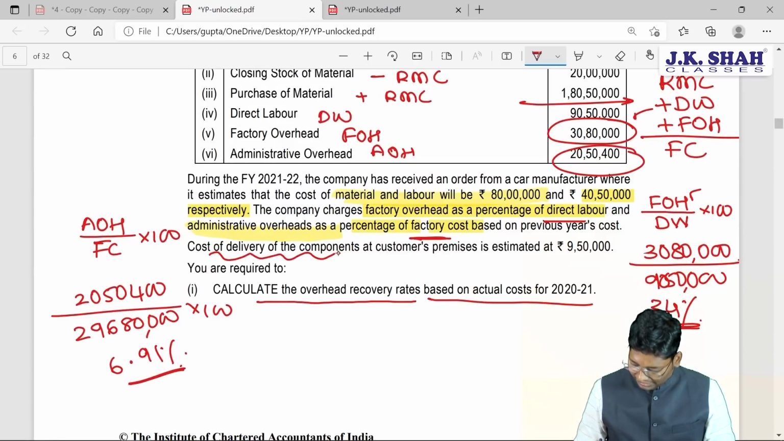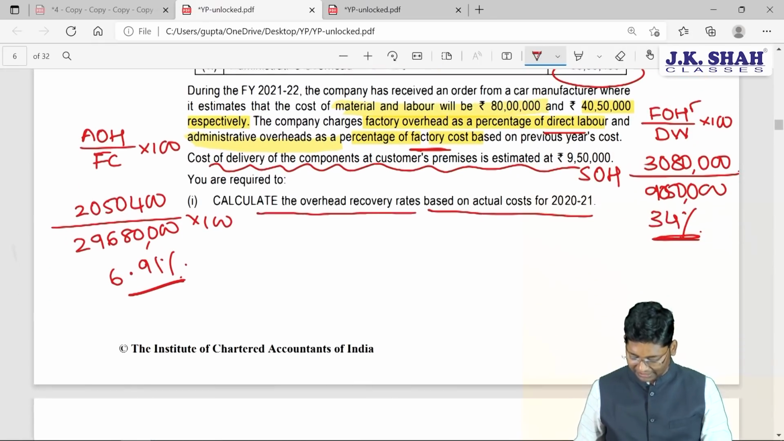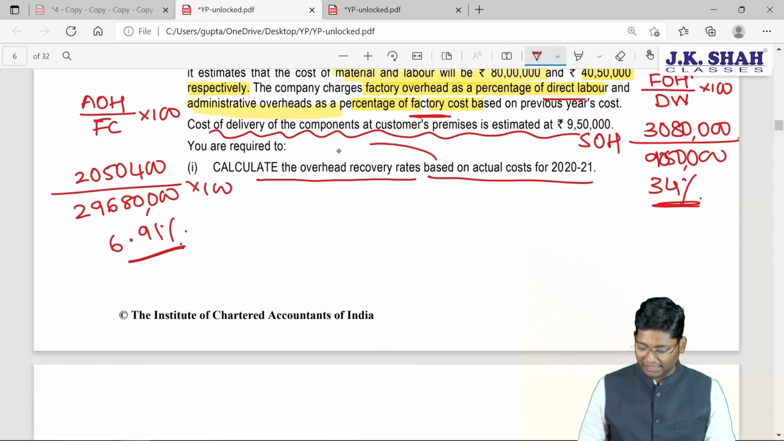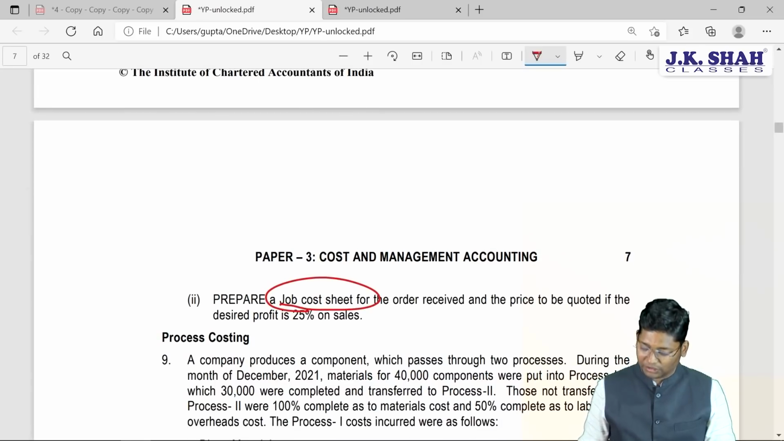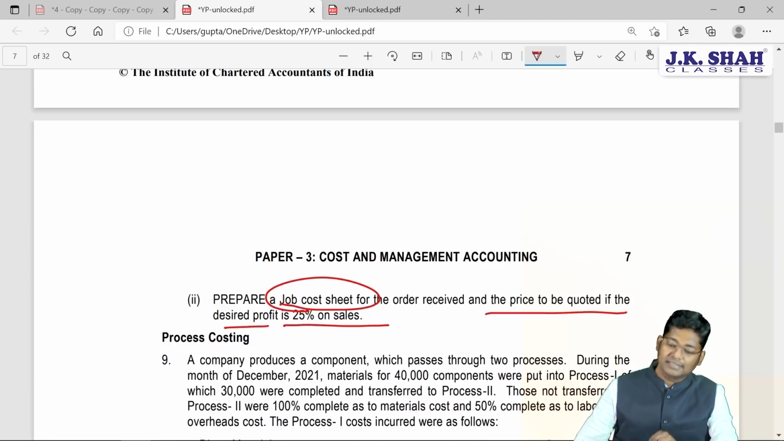the cost of delivery of component is given, and that is your selling overhead, 9,50,000. We are required to calculate the recovery rates. We have already computed them. We are required to prepare the job cost sheet where the price is to be quoted if the desired profit is 25% of sales.